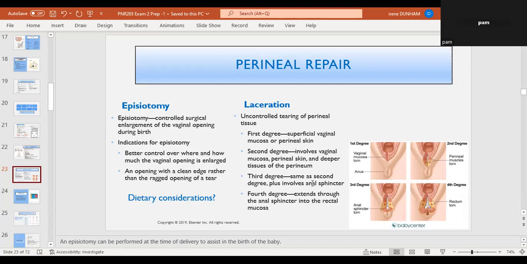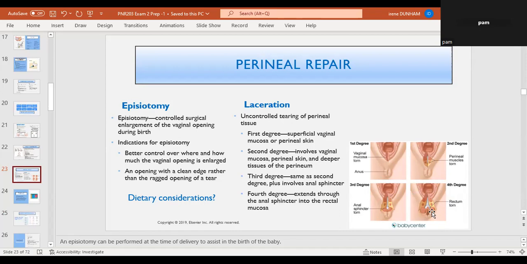And then third degree is also, now you're going deeper. And so now you've got the anal sphincter that's involved. And then fourth degree, we call this a C-section from below. As you can see now, it goes back into the rectal mucosa.